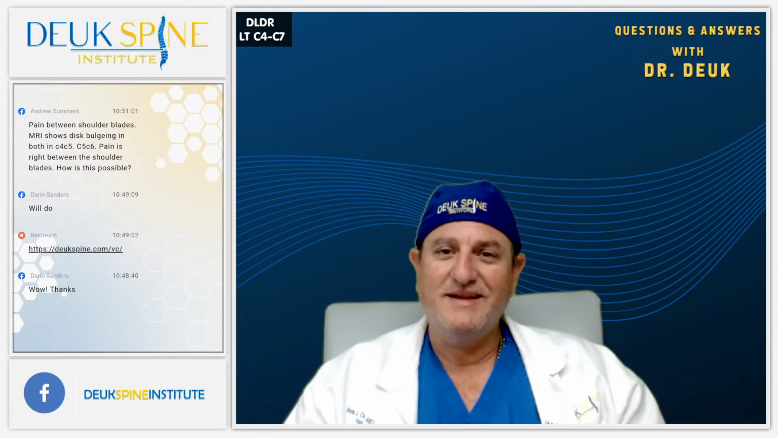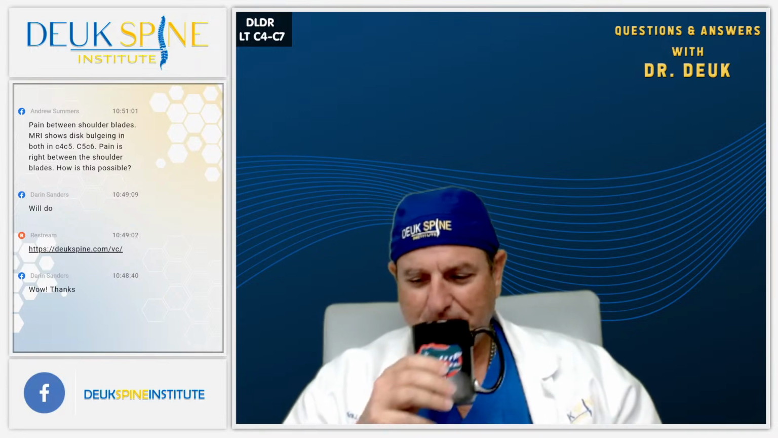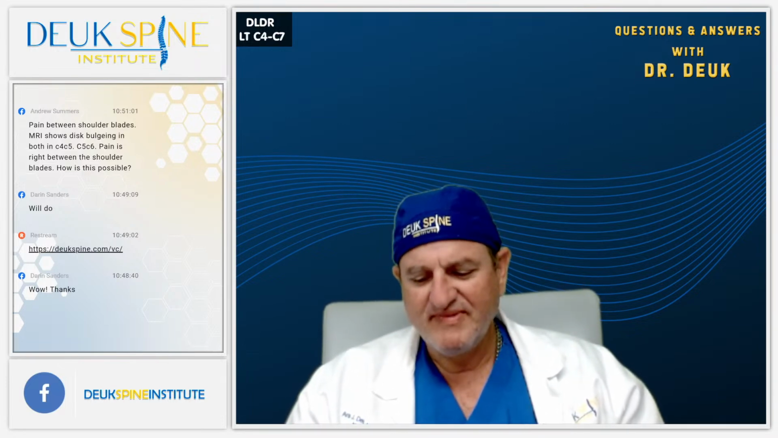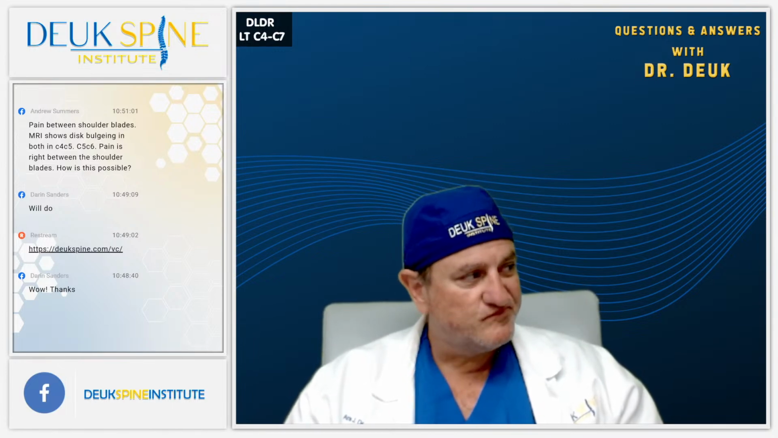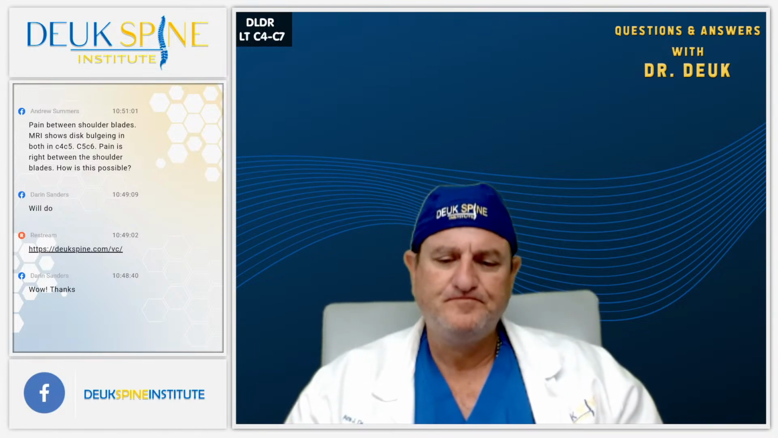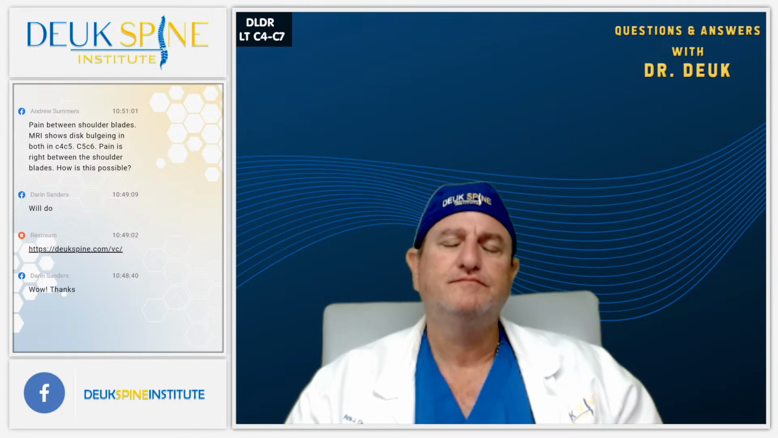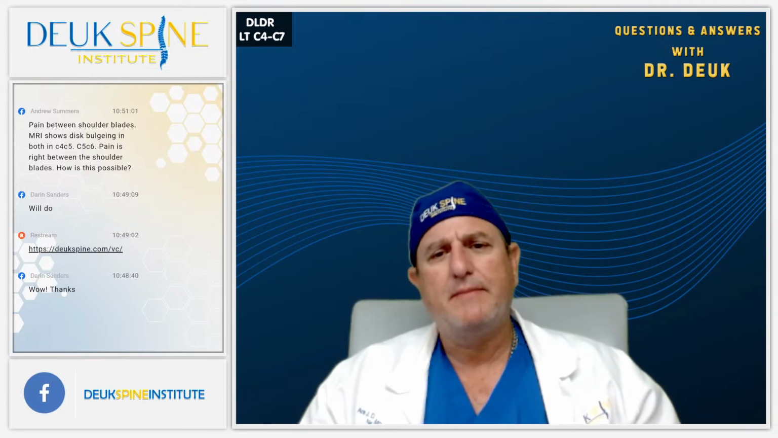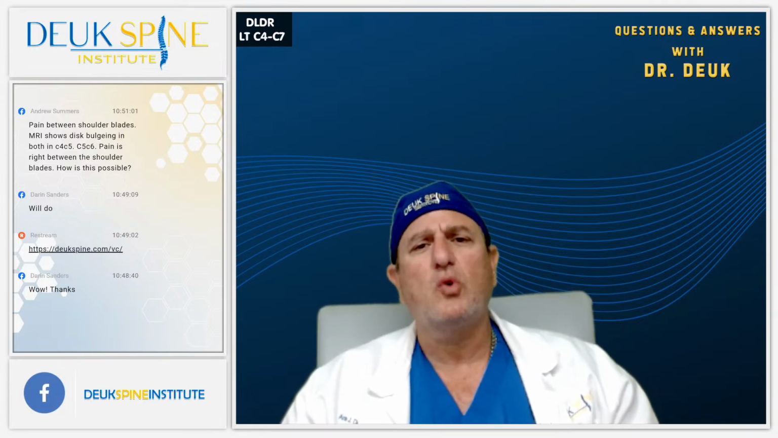One more question right at the buzzer. This comes from Andrew Summers on Facebook, and they ask, pain between shoulder blades. MRI shows disc bulging in both C4-5, C5-6. Pain is right between the shoulder blades. How is this possible? All right, so one of our viewers is saying, hey, I've got a herniated disc at C4-5, C5-6. I got pain between my shoulder blades. How is that possible? You are correct to wonder.